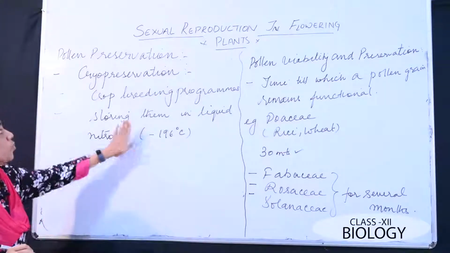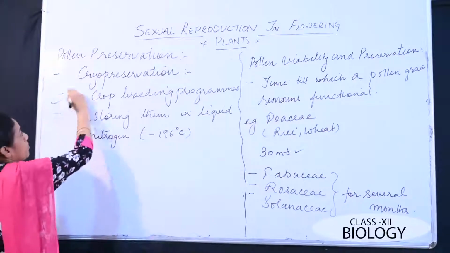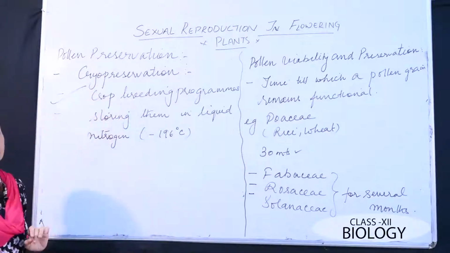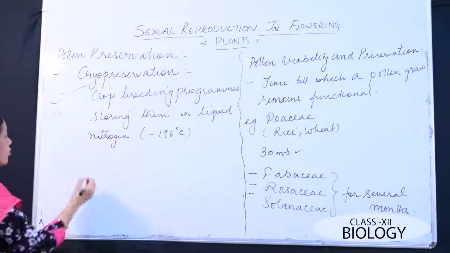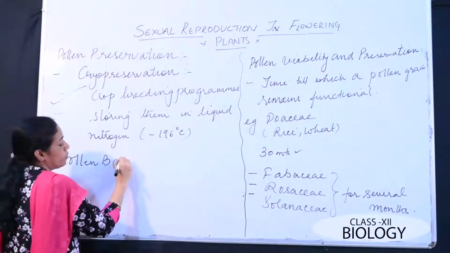So in this way the pollen grains can be easily stored. They can be cryopreserved, the main purpose being crop breeding programs. And this type of storage can be done in pollen banks.